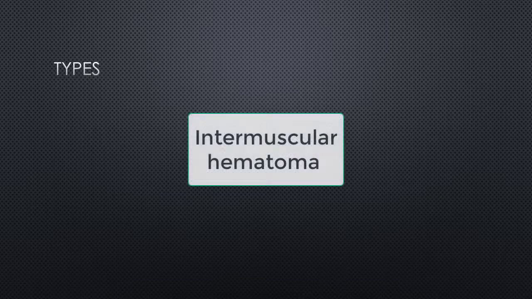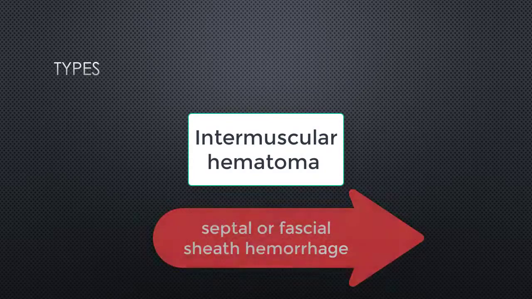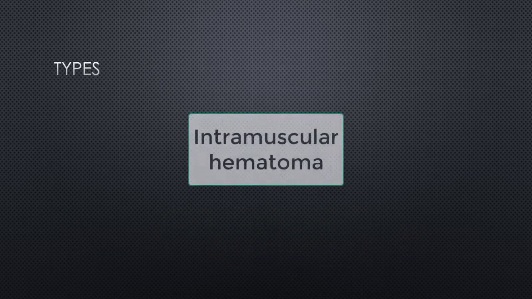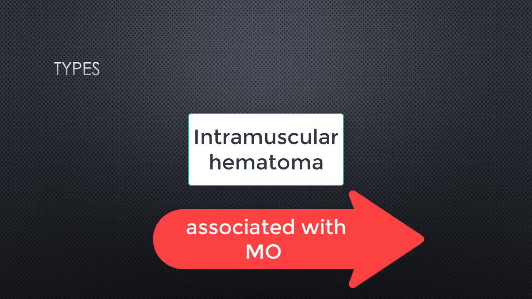Myositis is going to occur when you have muscle contusions that are sufficient to cause tissue damage and vascular disruption. This causes two different types of injury. You may end up with an intermuscular hematoma with septal or fascial sheath hemorrhage that is more likely to disperse and cause distal ecchymosis. You may also end up with an intramuscular hematoma, and this is an injury that resolves slowly and is associated with myositis and scar tissue.